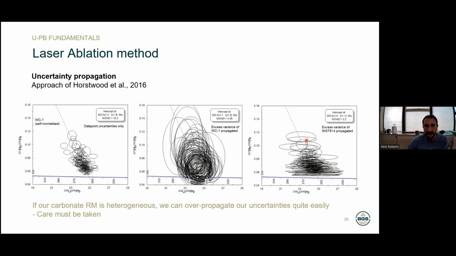On the right is something that's perhaps a bit more accurate. We've got smaller data points, particularly in the data ratio, and an MSWD that is perhaps reasonable. It's a carbonate standard. So basically, care must be taken when doing uncertainty propagation. And also, care must be taken when looking at ages in the literature.